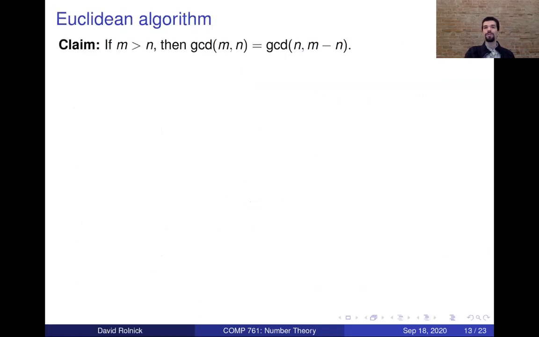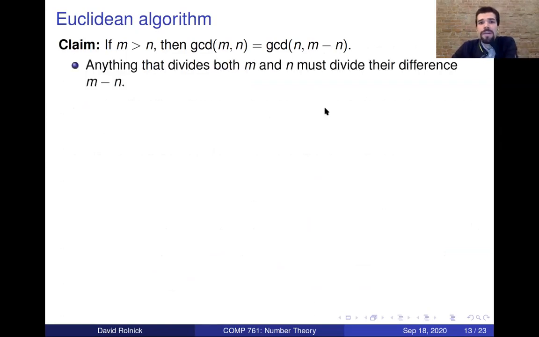Here's a way to work out what the GCD of two numbers is. To do this, we're going to use the claim that the GCD of two numbers is the same as the GCD of one of the numbers and the difference of the numbers. So why is this true?